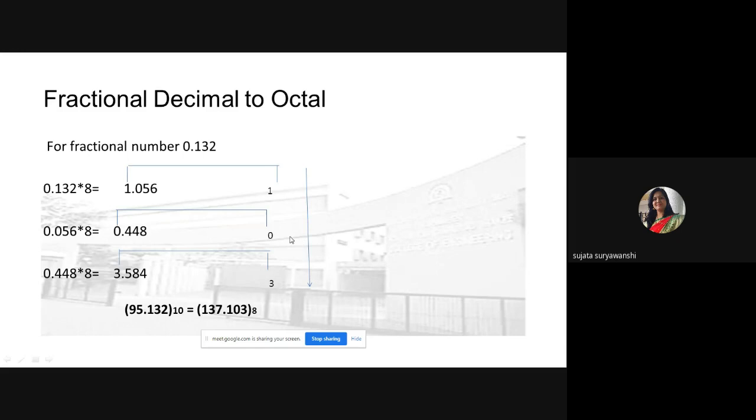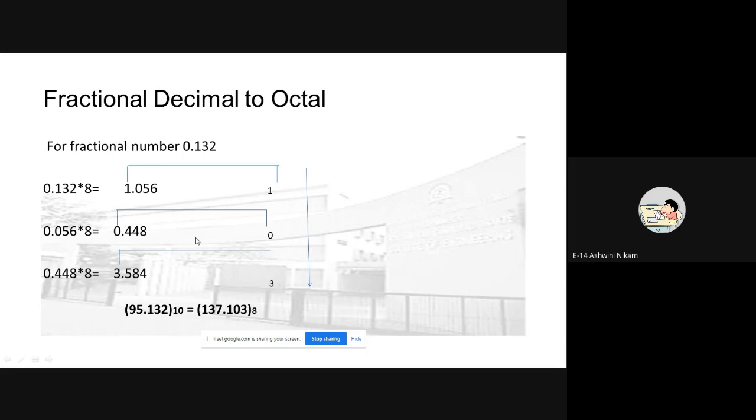Then record the carry here, 0. Again consider the fractional part and multiply by 8. You'll get carry 3. So record that carry, and you can multiply again this 0.584 by 8, or you can stop here. And while you are writing the carries, use the forward direction, that is 103. Okay. So this is the equivalent octal number of the given decimal number, that is 137.103. Understood?